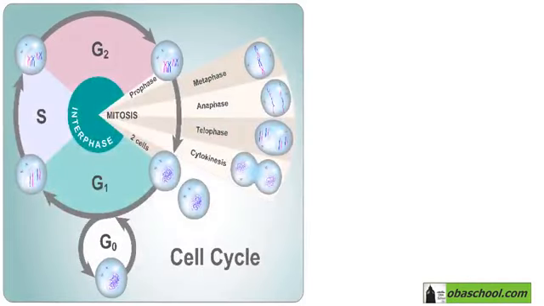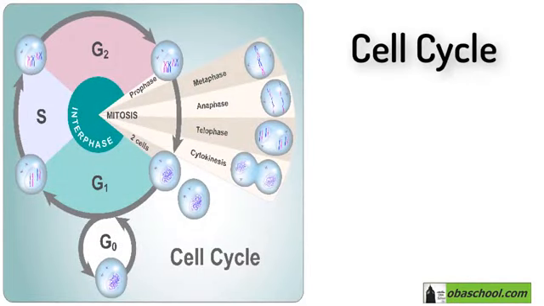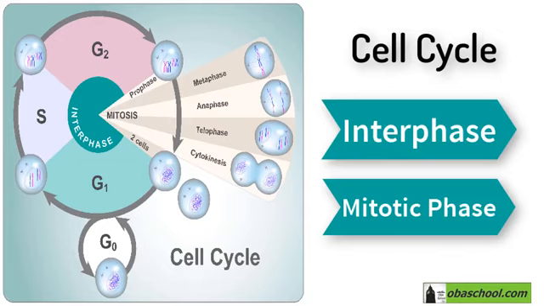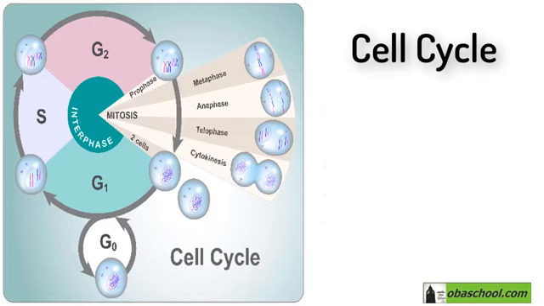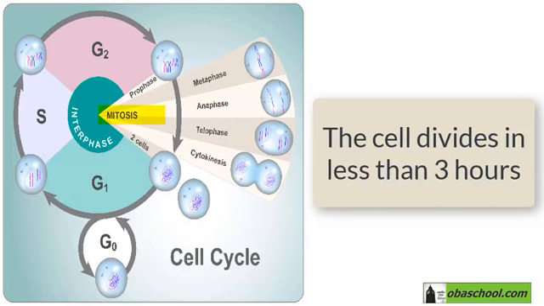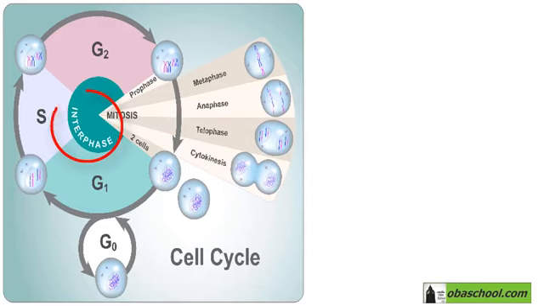The cell cycle is divided into two general or main phases called the interphase and the mitotic phase. The mitotic phase is the cell division phase. However, the cell spends the majority of its time, around 21 hours, inside the interphase. So can you imagine? The cell divides in less than 3 hours and spends the majority of its time inside the interphase. But why is that?